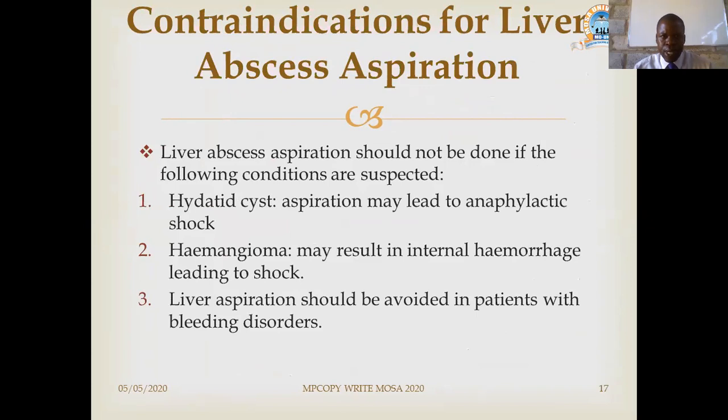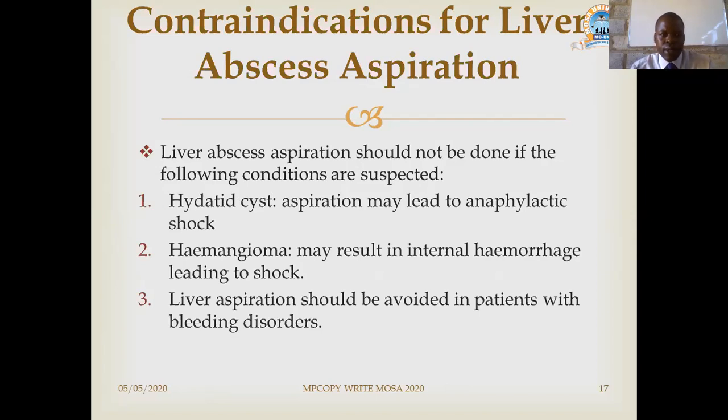Contraindications for liver abscess aspiration. Despite that we've mentioned aspiration of the abscess as one of the management, there are contraindications when you are not supposed to do abscess aspiration. Liver abscess aspiration should not be done if the following conditions are suspected. 1, hydatid cysts. Aspiration may lead to anaphylactic shock. So in hydatid cysts, aspiration is not allowed because the patient may go into anaphylactic shock.